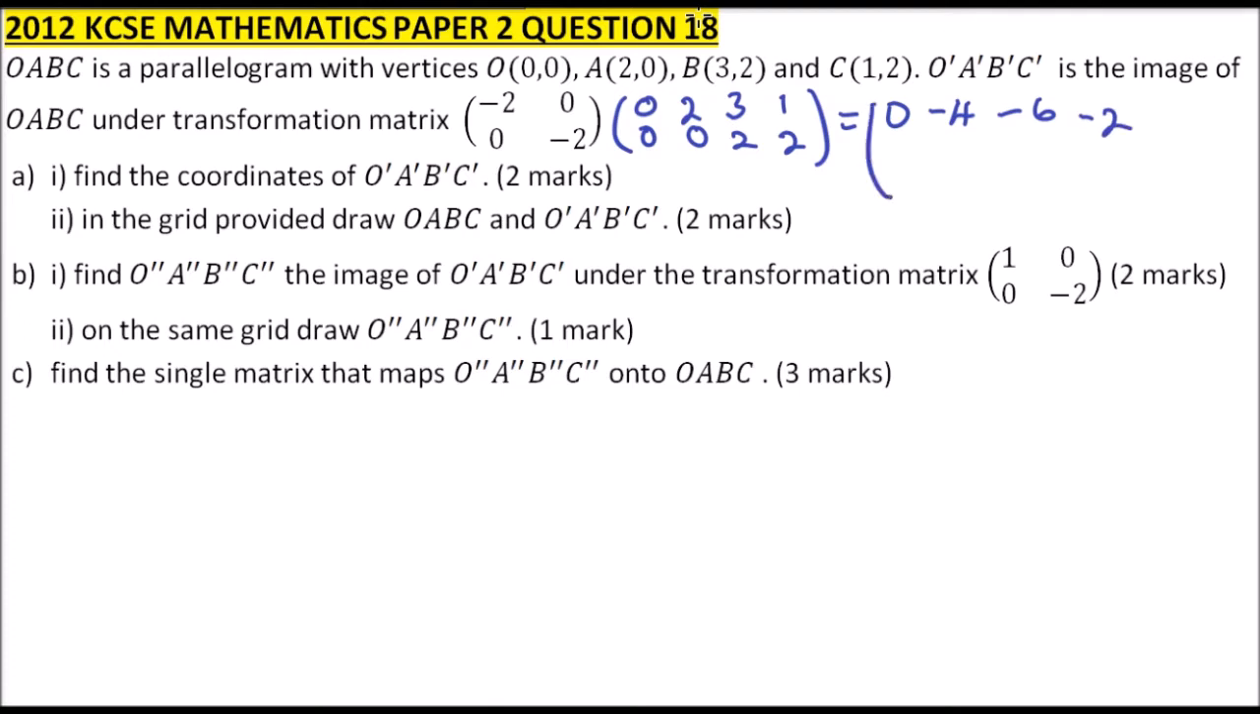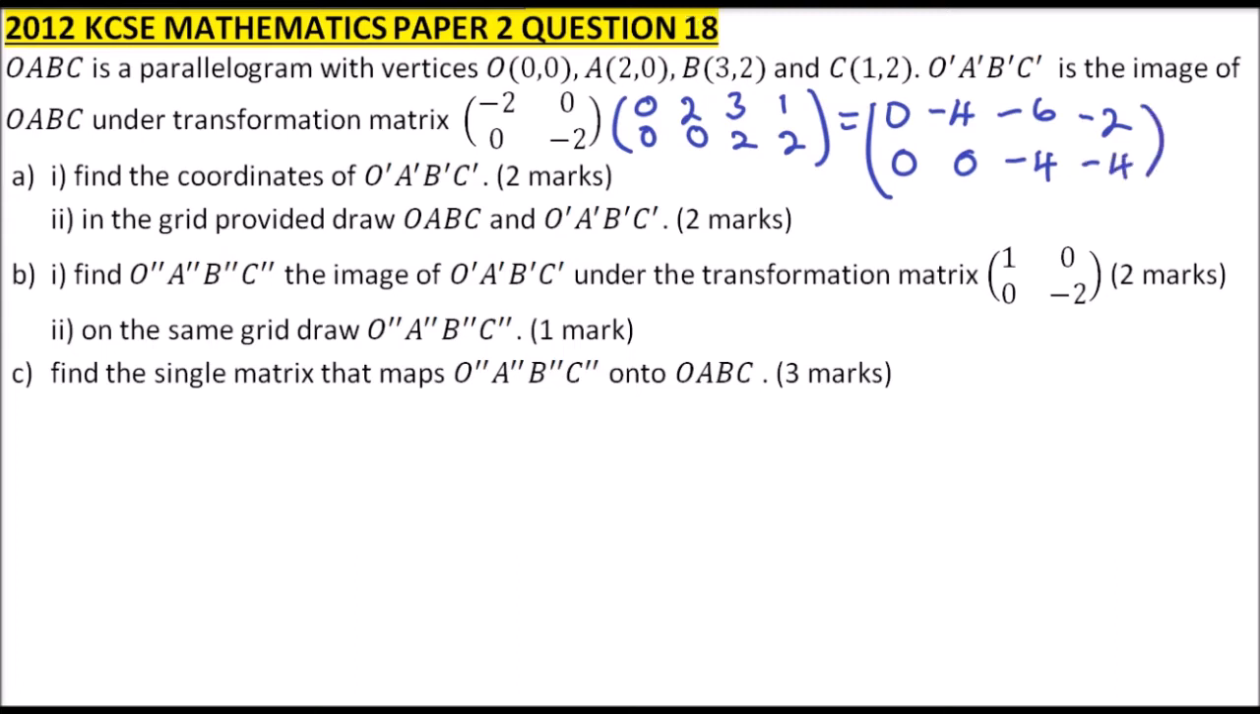So we go to the second row. This will be 0 times 0 plus minus 2 times 0, that will give you 0. And then we have 0 times 2, that is 0, minus 2 times 0, that will give you 0. So even there we have 0. Then we have 0 times 3, that is 0, plus minus 2 times 2, that will give you minus 4. And then we have 0 times 1, that is 0, minus 2 times 2, that will be minus 4. When you add 0 plus minus 4, you get minus 4.